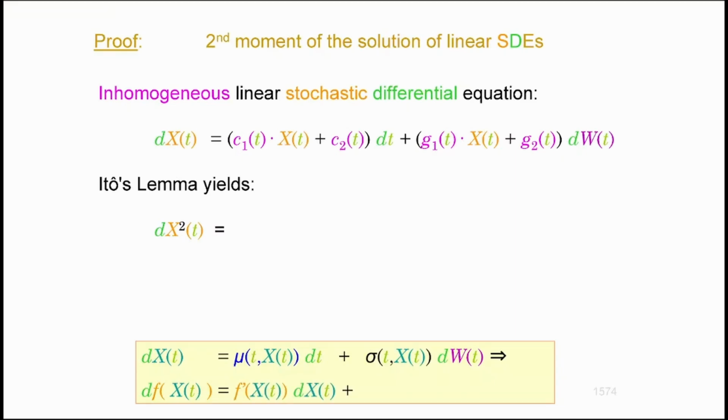First, I would need to have the derivative of the square, which is 2x now. So everybody knows basically what the derivative of a parabola is. And then plus 1/2 the second derivative times the square of the diffusion. And then of course you have the differential with time. Okay, so that's it. That's also not that bad.